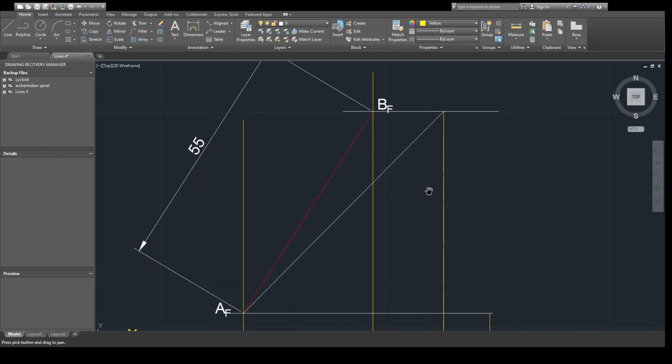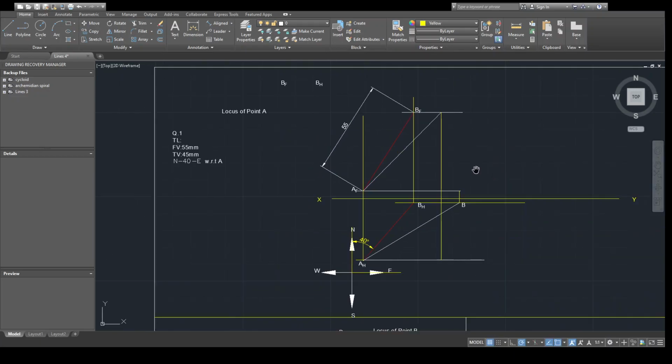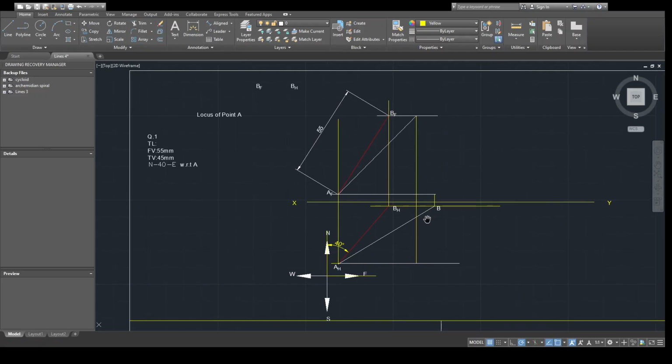So by using this way you can easily find out true length. If you know front view, you rotate front view, you will get true length in case of top view. If you know top view, you rotate top view, you will get true length in case of front view. That is the simple way. So you can measure the true length if you want. This is 65.33. Okay, you can measure theta, then you can measure phi angle. So that is the problem for you. You just complete it.